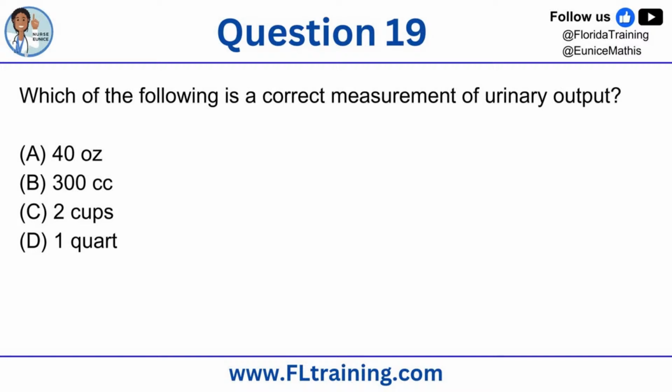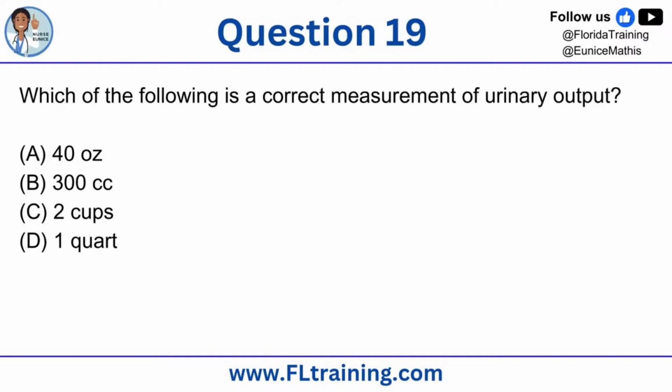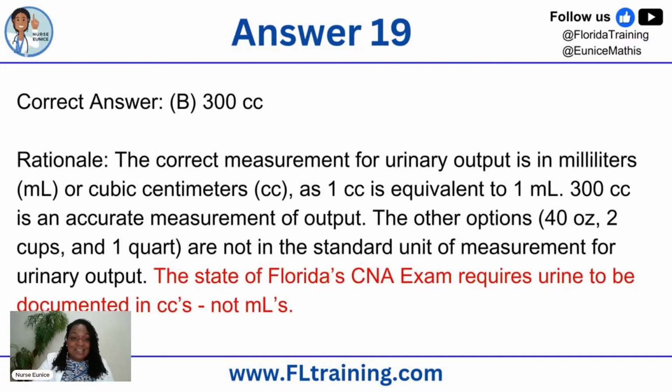Ooh, we got answers all around the board on this one. But the most dominant answer, all right, let me just show you. It is B. cc's is the correct response. So when you look at the other ones, we don't document urine in ounces. We don't document it in cups. We don't document it in quarts. When you think about ounces, quarts, and cups, that sounds like something you're drinking, right? We don't drink bodily fluids. So cc's is the correct response.